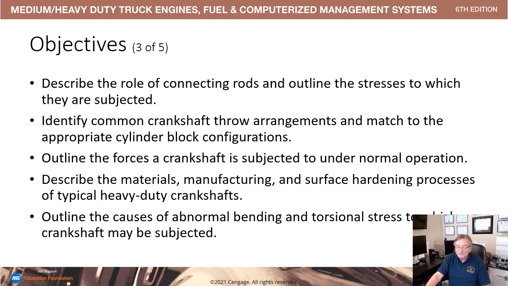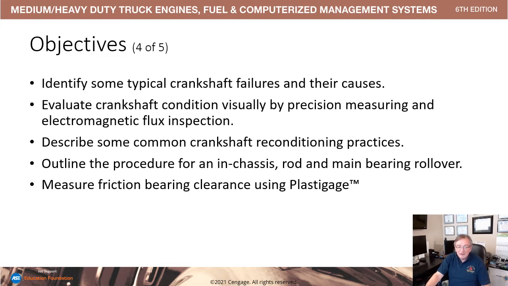Outline the cause of abnormal bending and torsional stresses crankshafts are subjected to. Identify some typical crankshaft failures and their causes. Evaluate crankshaft condition visually, by precision measurement, and electromagnetic flux inspection, that's crack inspection, and describe some common crankshaft reconditioning practices. And you'll know the procedures for in-chassis rod and main bearing rollover, and measure friction bearing clearances using Plastigauge.